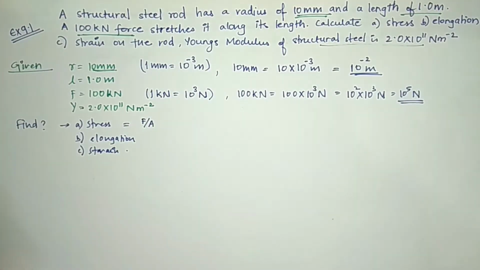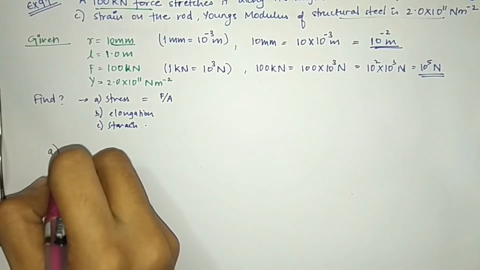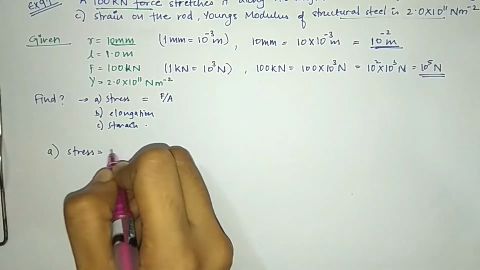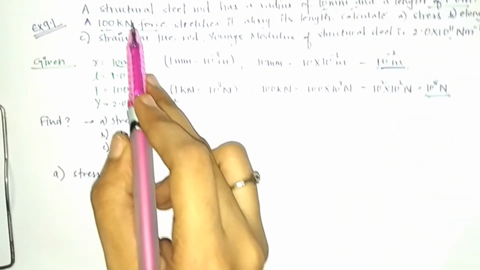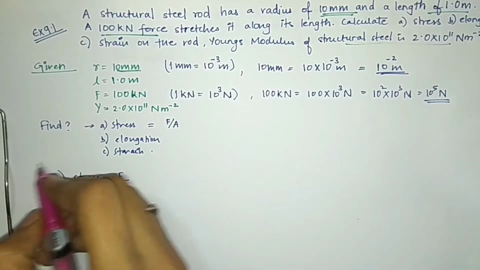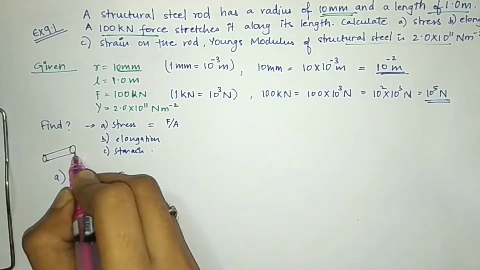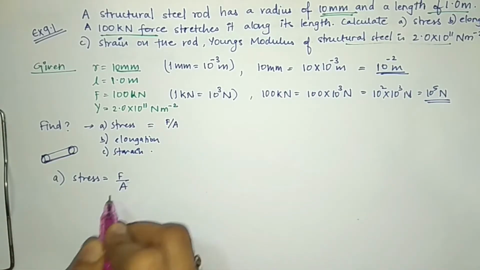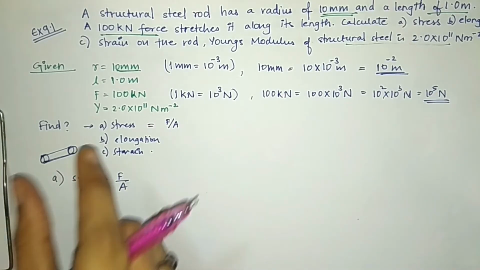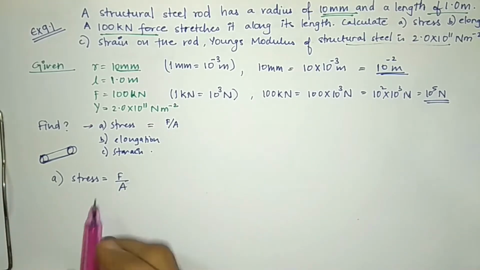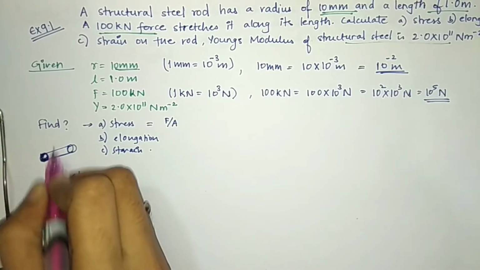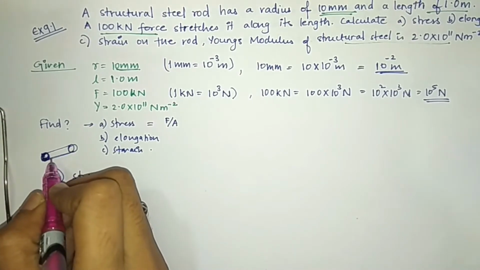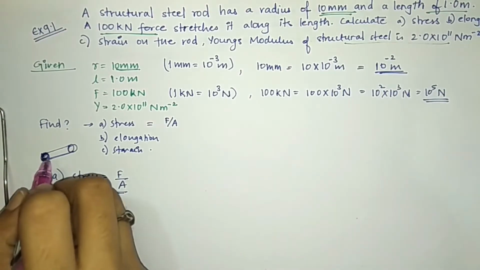Let's go ahead with the first thing. Part A is stress, which is force by area. In this example, it is a structural steel rod, which we can take as a cylinder. The area here is not of the cylinder, it is the cross-sectional area. The cross-sectional area is nothing but the circle. If you cut the rod in half, what you get in this part is the area. So this is a circle.